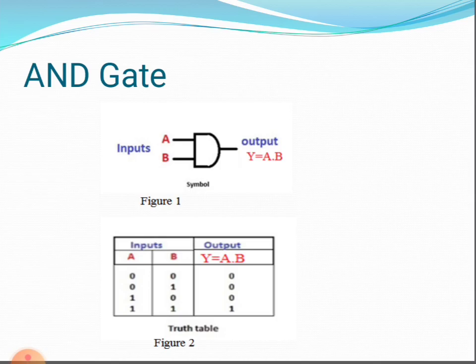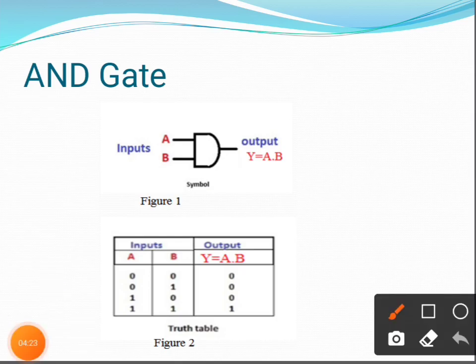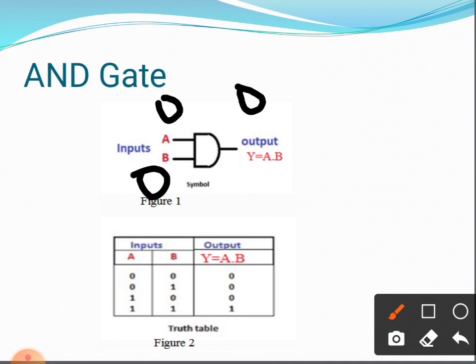Its logical equation is Y = A · B, which is read as Y equals A and B. When we use input A equal to 0 and B equal to 0, then the output will be 0. Let us see another condition. Second condition: when we use A equal to 0 and B equal to 1, then the output is 0.